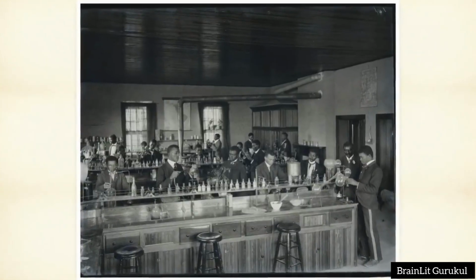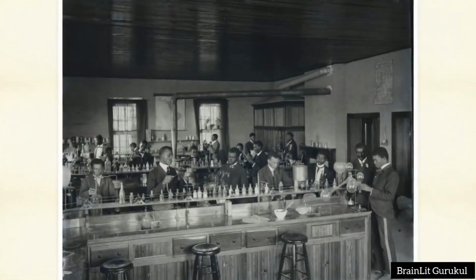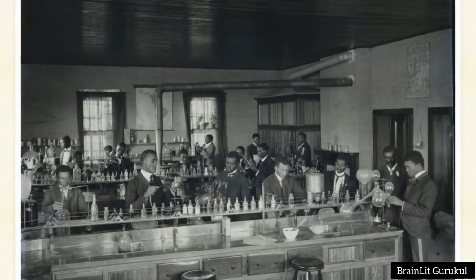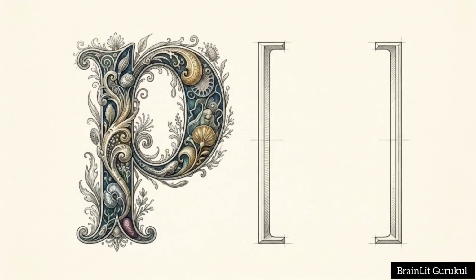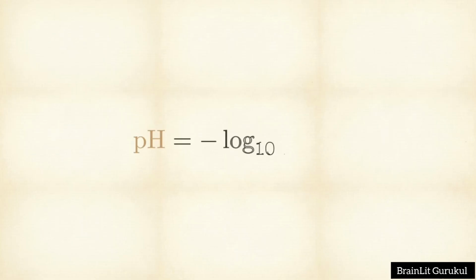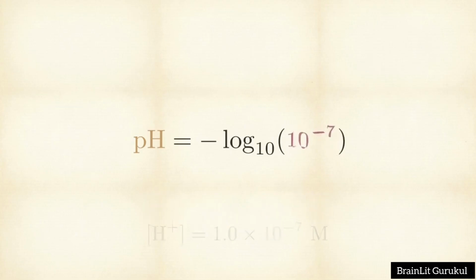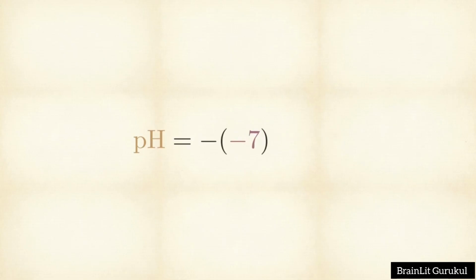In 1909, Søren Sørensen introduced a logarithmic scale for expressing hydrogen ion concentration, a system we now call pH. The symbol P in this scale denotes the negative logarithm of whatever follows it. The pH of a solution is defined as the negative logarithm of the hydrogen ion concentration in molarity. In a neutral solution at 25 degrees, the concentration of hydrogen ions is 1 times 10 to the negative 7th molar. Solving the logarithm turns that exponent into a clean integer of 7.